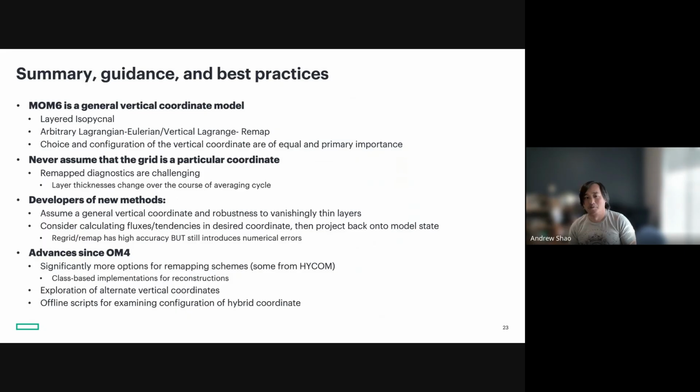If you didn't get anything else out of this, just never assume that the grid is a particular coordinate, please. It will make your life terrible. You will find all these edge cases where that's not the case and where all these hidden assumptions come into play.